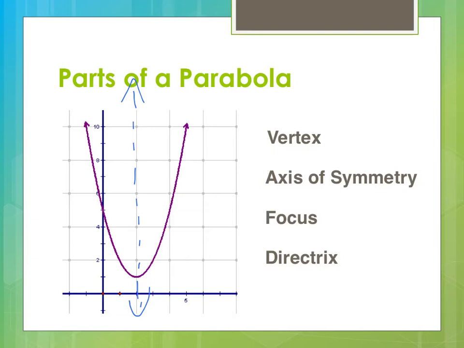Our focus is always inside the parabola, so depending on the different parabolas, it could be somewhere out here, or it might be here, or it might be down here, or it might be up here. It's always on the axis of symmetry, and it's always in the parabola. And our directrix is a line that's outside of the parabola, and we'll get to more specifics as we start writing the equations of parabolas and graphing them.